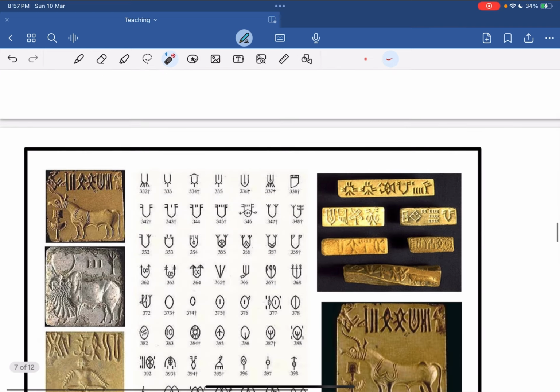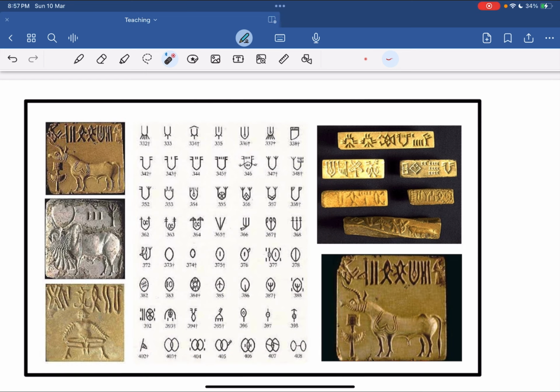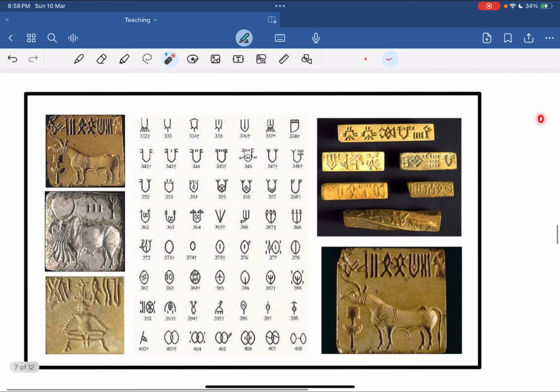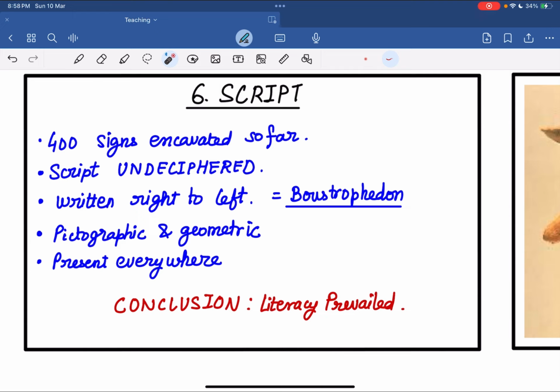And this is just one section. So more than 400 signs have been excavated so far. These are signs that we have not been able to decipher. The script has not yet been deciphered. The script was written from right to left, similar to the Mesopotamian civilization. And the style that majorly speaks that a script is written from right to left is basically called Boustrophedon. So anything that is written from right to left happens to be the Boustrophedon style of writing.